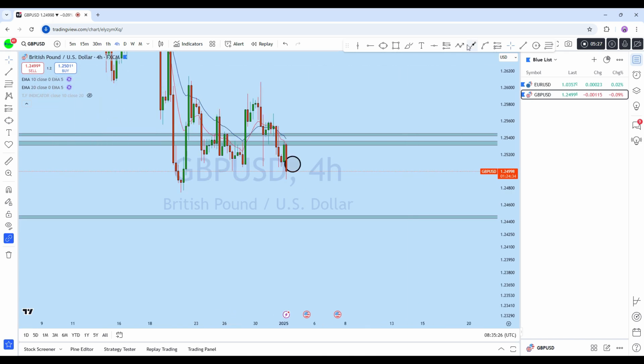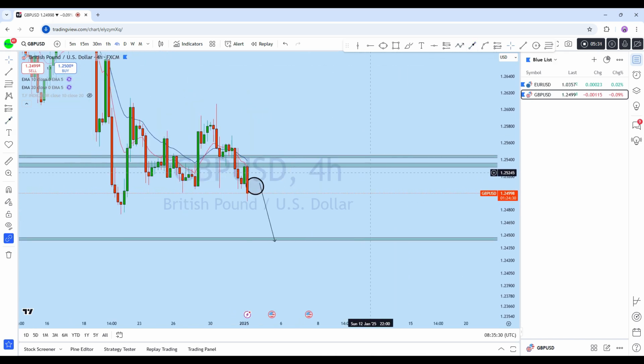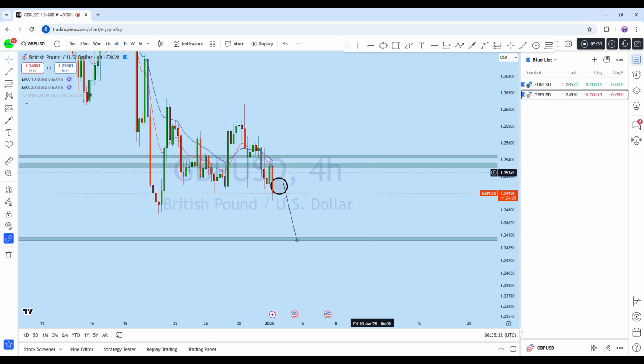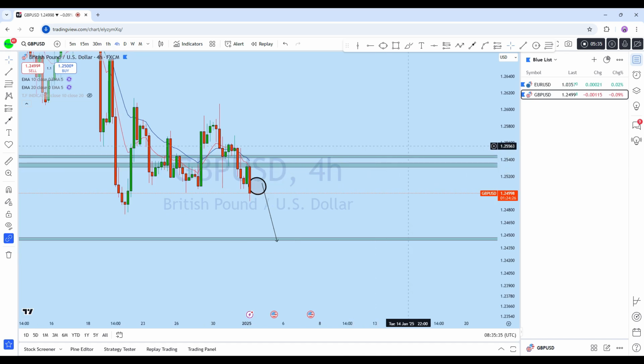This is where, as soon as you find a suitable entry on GBP/USD, you will be looking for a potential selling opportunity in this market with a high probability trade setup.